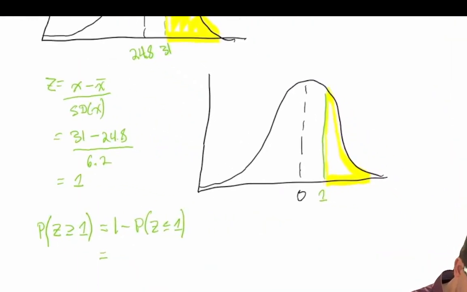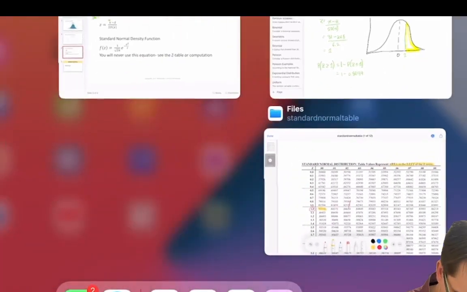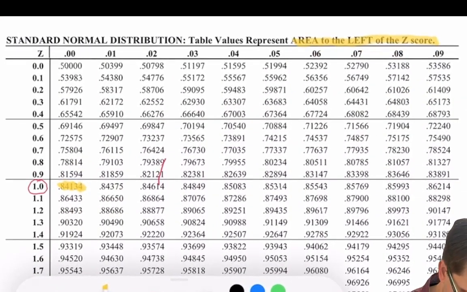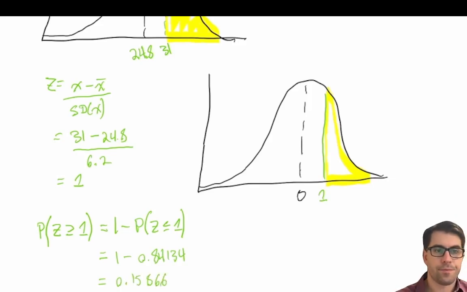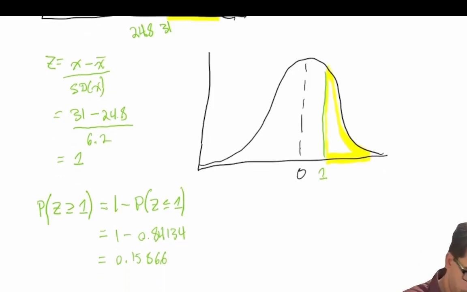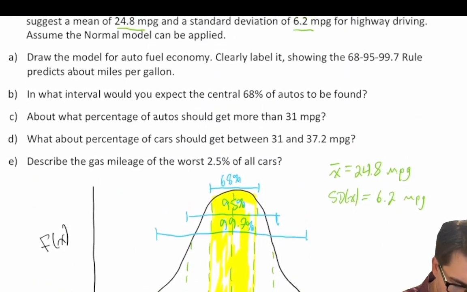So we'll go back to our thing. So 1 minus 0.84134, which was the area that was presented in our z table, and we'll just double check. 0.84134. Yep, so we're right. So 1 minus 0.84134 gives us 0.15866. Okay, so there we have finally completed question C.